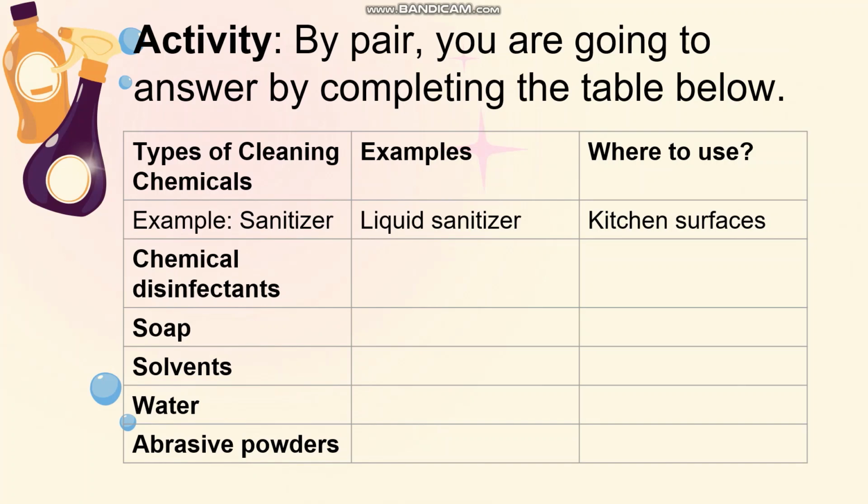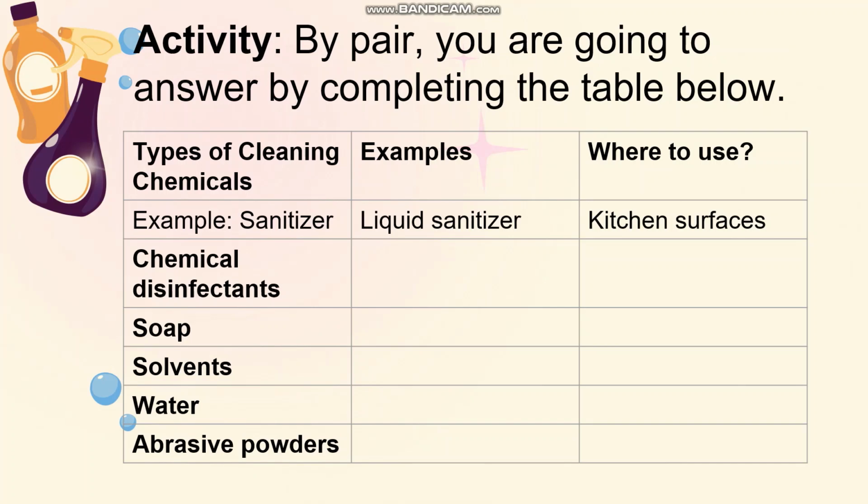Now, you already know the different cleaning chemicals, their uses, and examples. So your activity should be done by pair. You're going to answer by completing the table below. Column 1, the types of cleaning chemicals. Column 2, the examples. And column 3, where to use. So the first one is done for you.